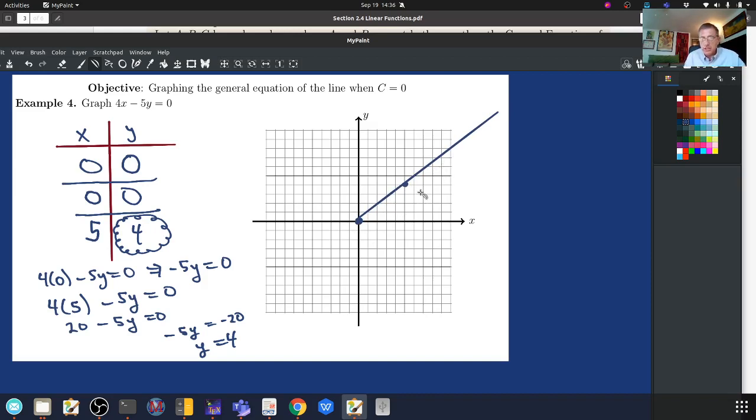Notice this is just a line segment, but we can only ever draw line segments because these lines go on forever. So that's the point 5, 4, and of course this is the point 0, 0, and other points would exist on down here by continuing it on like that. It's not right on, but that's good enough for us.